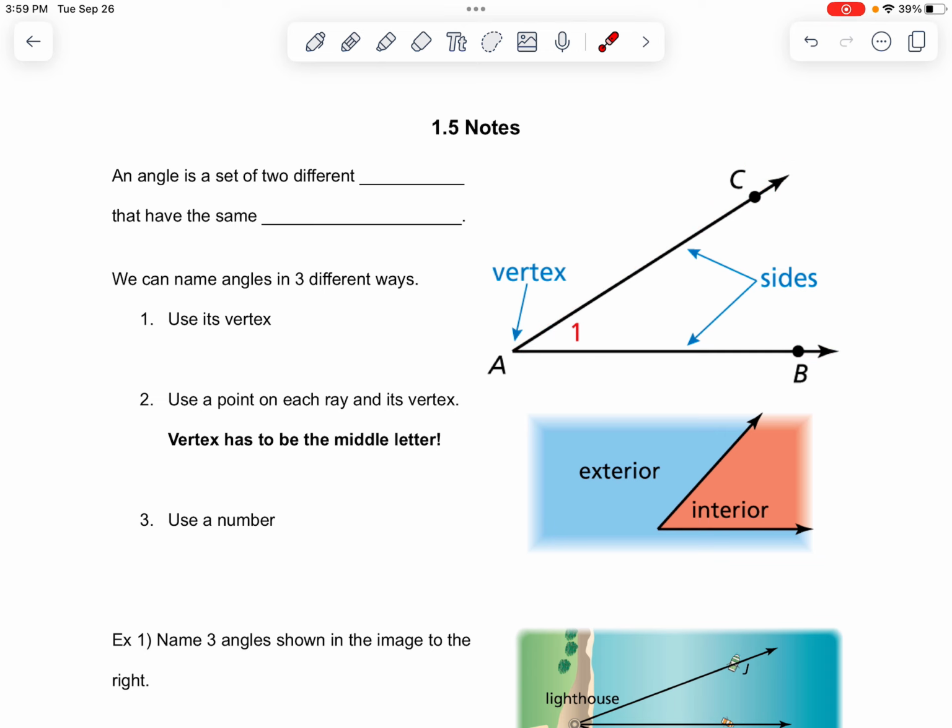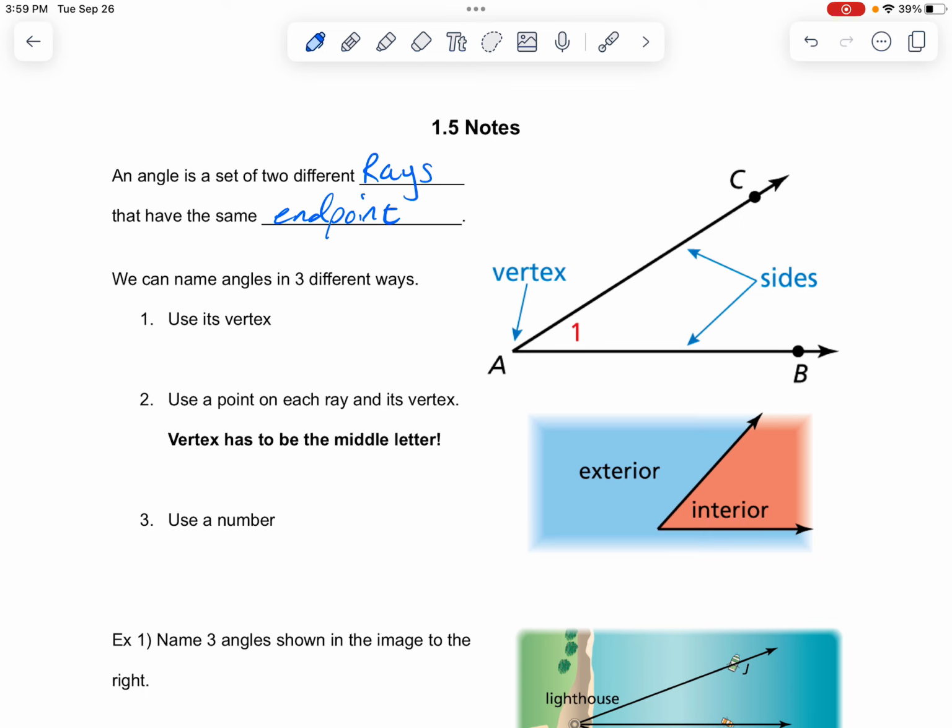So we can think of an angle as a set of two different rays. And we see that here. From point A, we have one ray, AC, and then another ray, AB, coming here and here. And those rays, when they make up the angle, have the same endpoint.